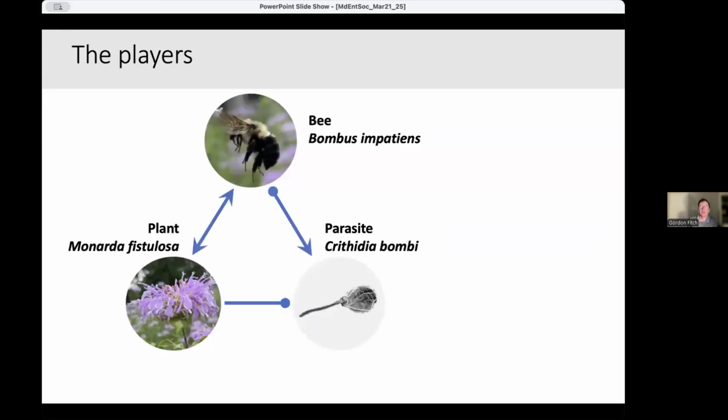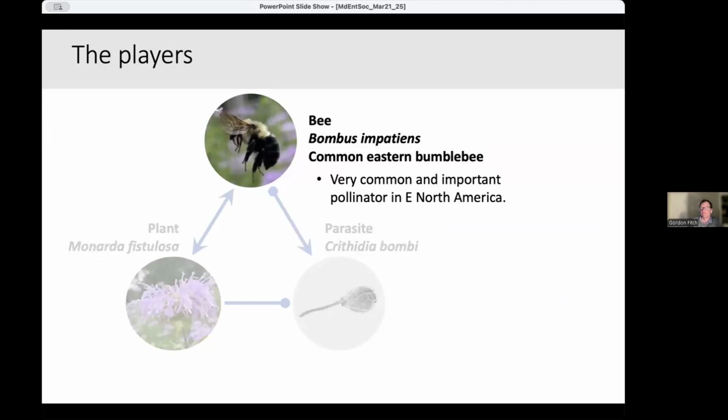To look at this question, I've been working with a really fun system. I'll just introduce you briefly to the players here. So the bee that we're working with is very familiar: Bombus impatiens, the common eastern bumblebee. I haven't spent much time in Maryland, but I suspect this is probably one of the more common mid to late summer bumblebees, particularly in more disturbed habitats. Certainly in Toronto, in August and September, there are just gazillions of them around. And not surprisingly, given their abundance, they're a really important pollinator.